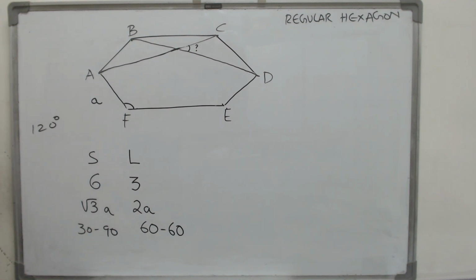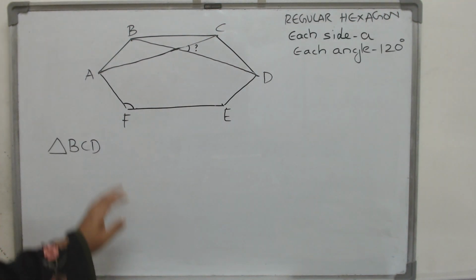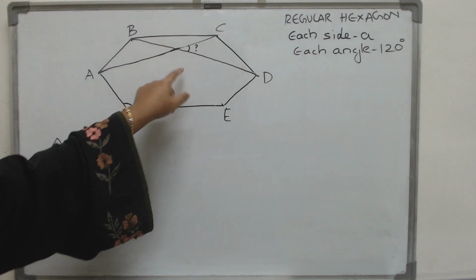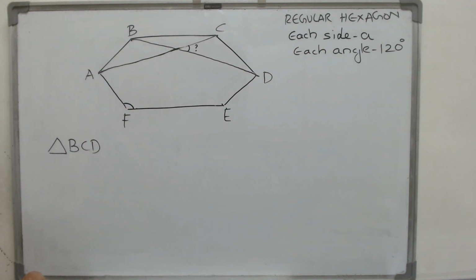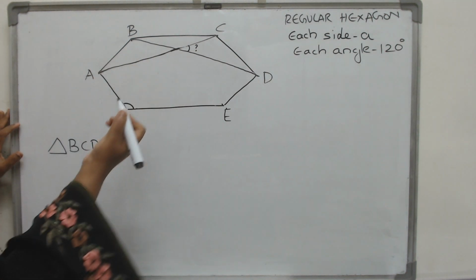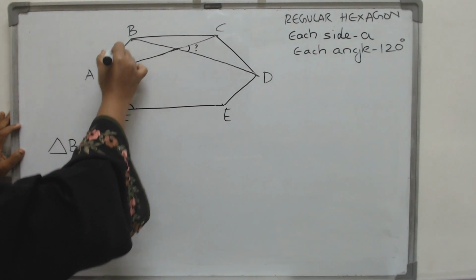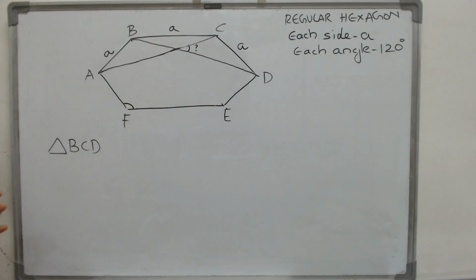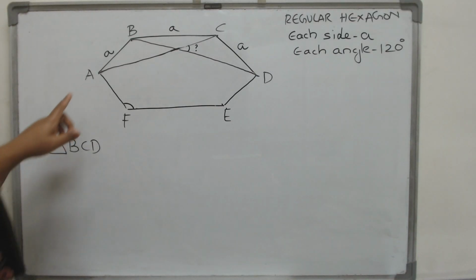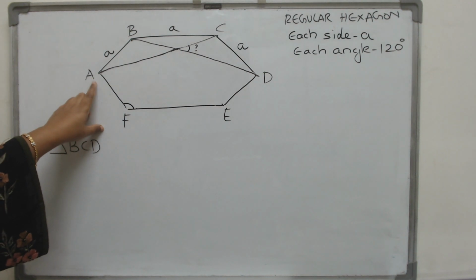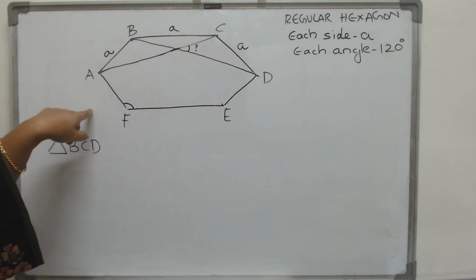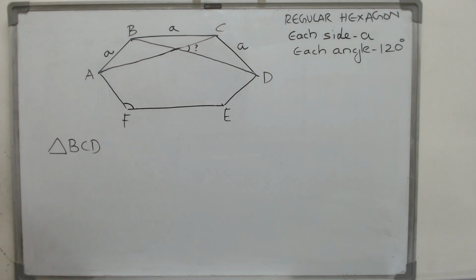So let us start solving. What we are dealing with is a regular hexagon and two of its short diagonals. Any regular polygon is equilateral and it is equiangular, which means all the sides are equal. That means if AB is A, then all of these sides are of measure A units, and each of the angles is going to be 120 degrees. Angle A, angle B, angle C, all of the angles are going to be 120 degrees.